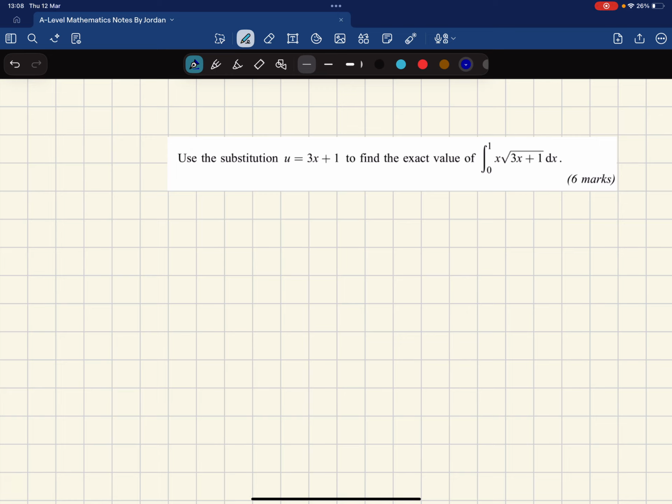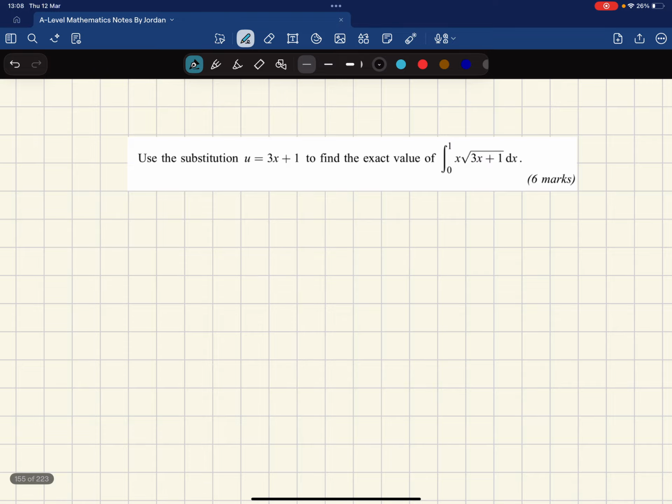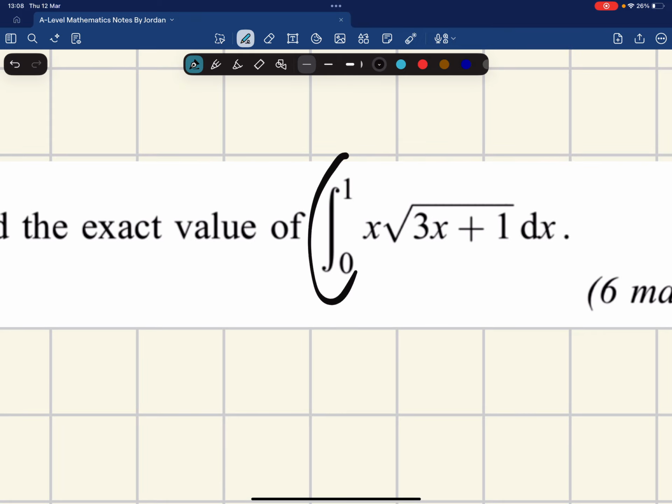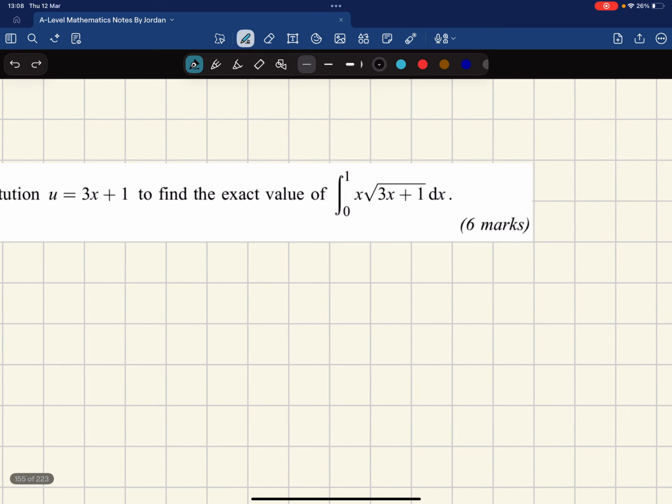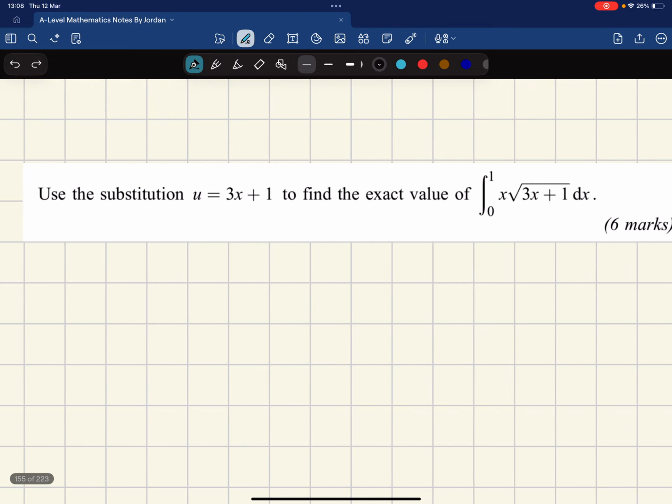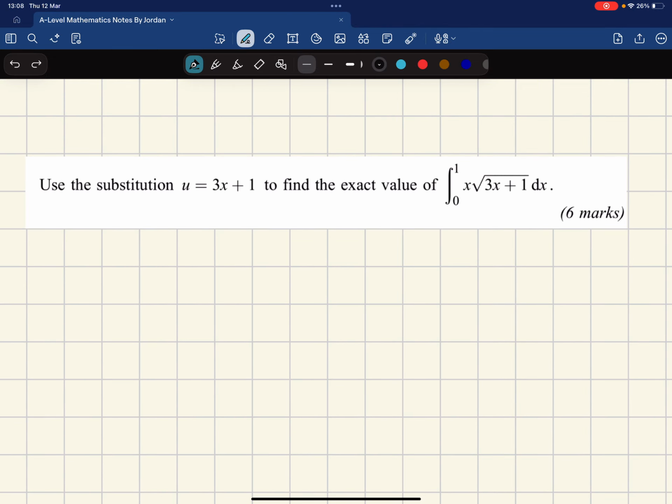So I'll try this one. I'll see if there's anything different. Oh, there is, of course. What do we have here? Limits. So I've not actually shown you one that has limits yet. This is the first one that has limits. So this will be bringing in something else to think about as well.